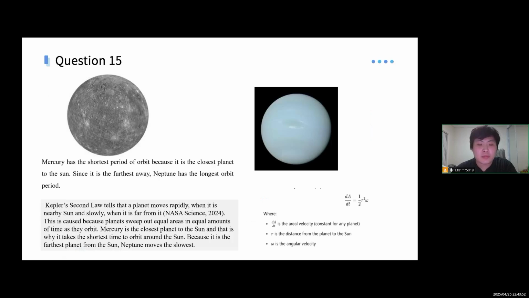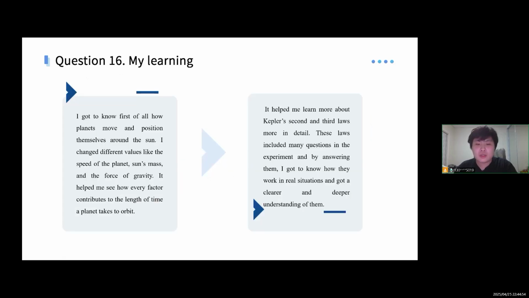Mercury is the closest planet to the Sun, and that is why it takes the shortest time to orbit around the Sun. Neptune is the furthest planet from the Sun, so it moves the slowest. Through this experiment, I learned 2 main things.